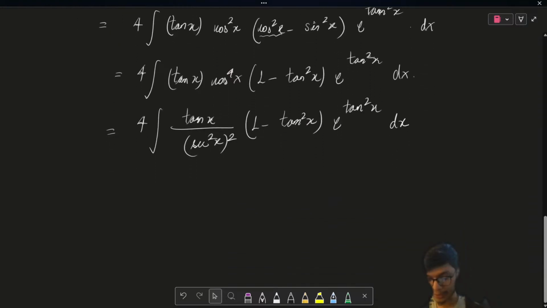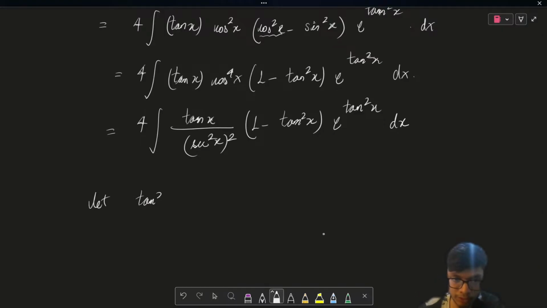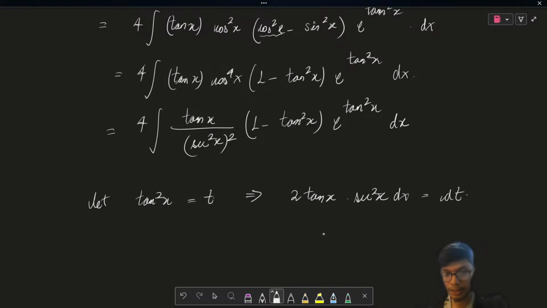So what I'm trying to get is that I'm trying to assume tan square x as t. So now if I assume tan square x as some t, therefore it will need only 2 times tan x multiplied with secant square x dx, it will become equal to dt. So the thing over here is that my integral will now become 4 times the integration of tan x, and this tan x times secant square x, right?